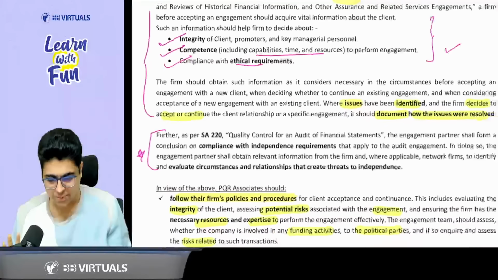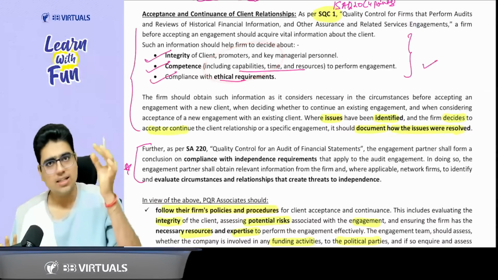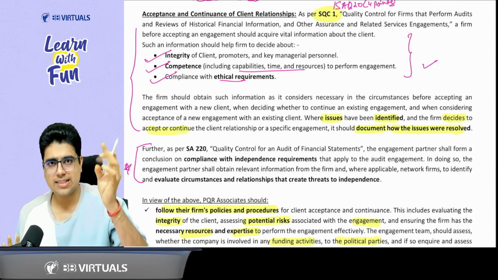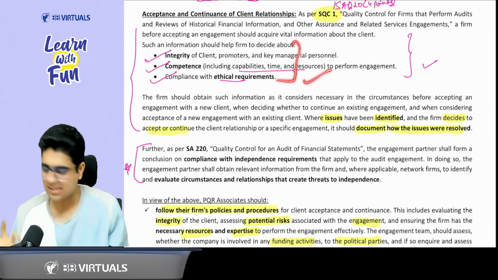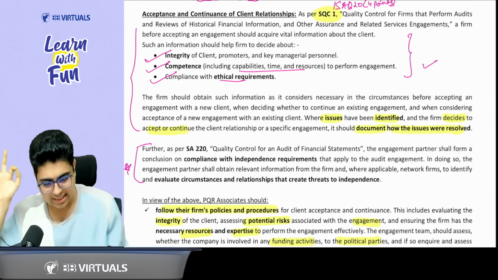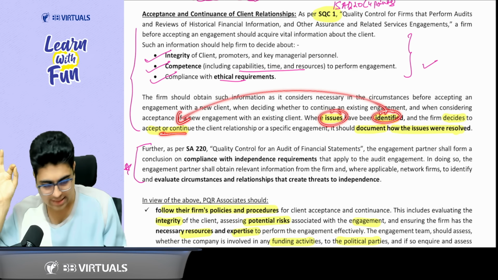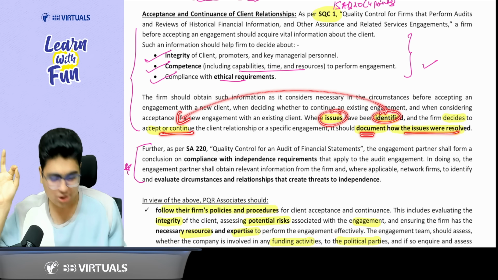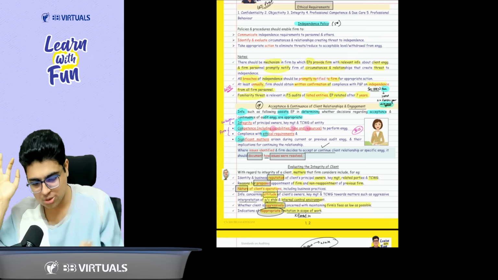So how this needs to be done? Write the 4 points: significant matters, ethical requirement, CCTR, integrity. Written sir. Significant matters they have skipped. Then sir, write one line: whenever the issues are identified and still you decide to accept or continue, document how the issues were resolved.